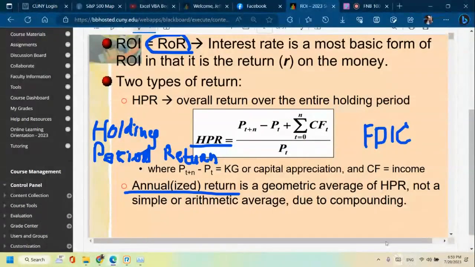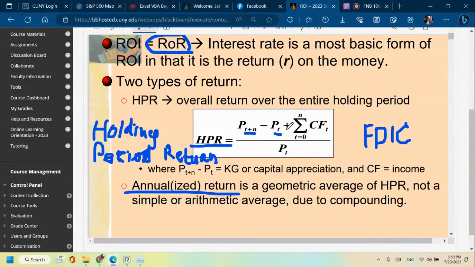But before we move on to the next one, what is this? Holding period return is basically P at time t plus n minus P at time t, plus the sum of all the cash flows where time runs from 0 to n, over P at time t. Now think about it.